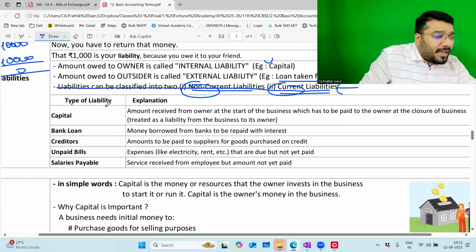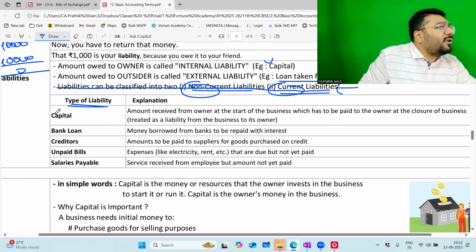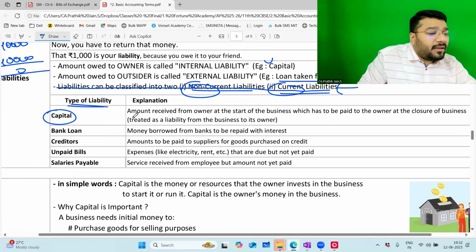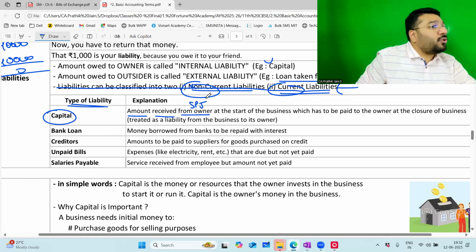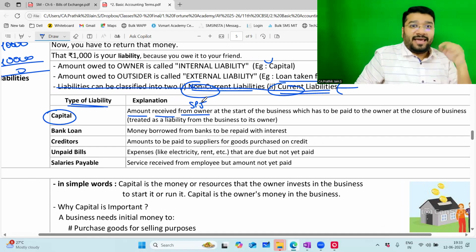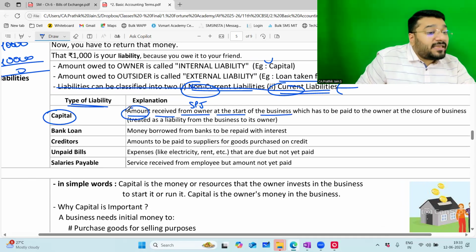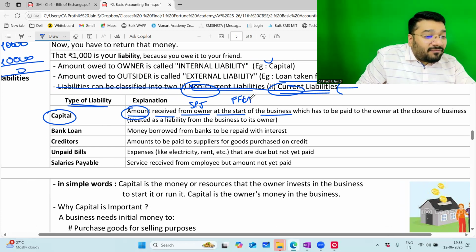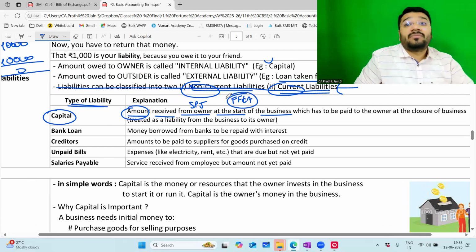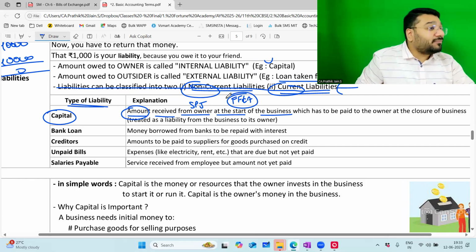Now, types of liability. First type of liability. Few examples I'm giving. Capital. What is capital? Amount received from the owner. In my case, who was the owner? SPJ was owner. SPJ means me, C.A. Prathik Jain. Any problem? No problem. Amount received from the owner at the start of the business. Who received it? FFLA received it. Why? Because FFLA was newborn. Where will it get money from?